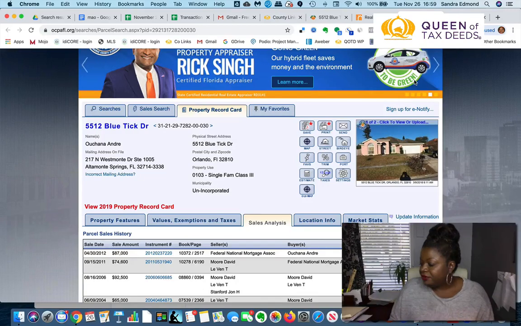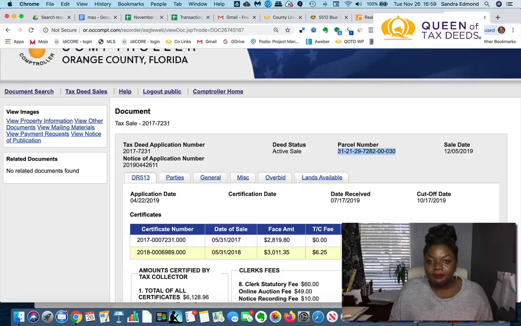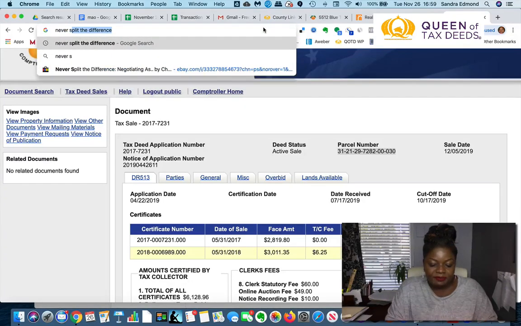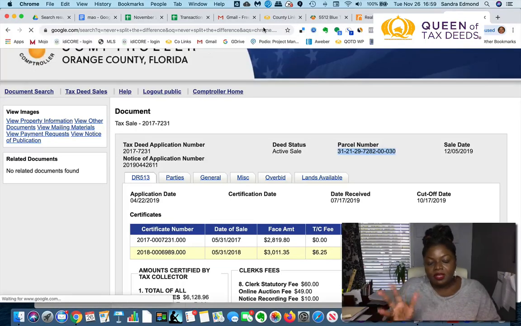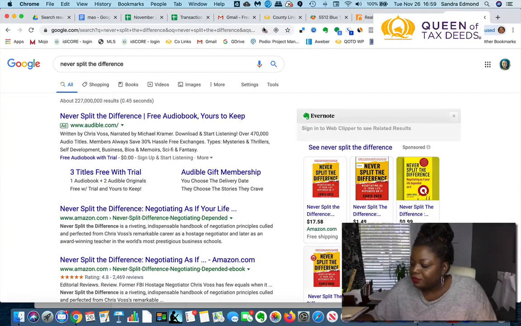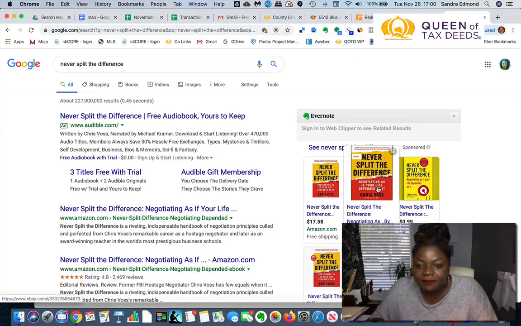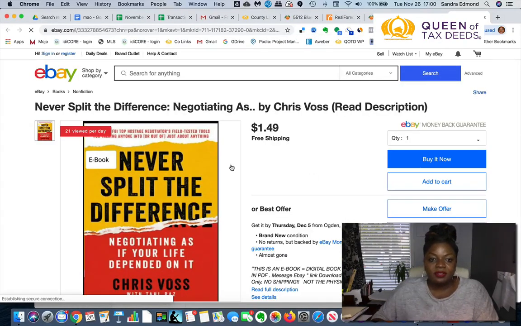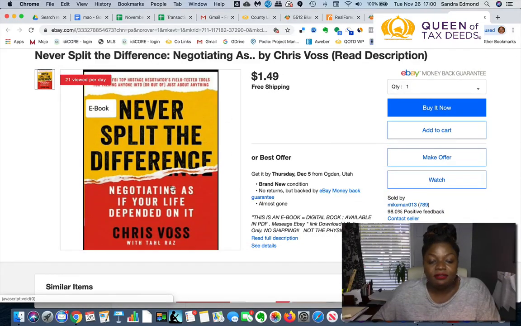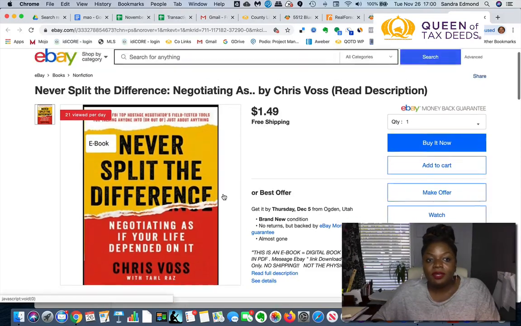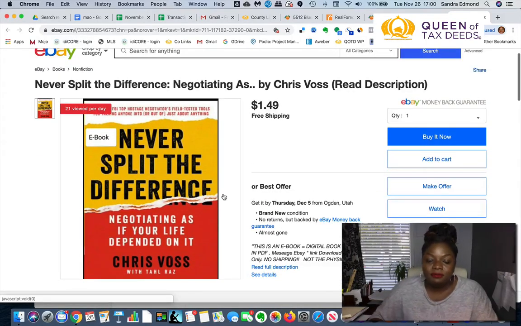There's a really good book called, what's it called? Never Split the Difference. One of my students turned me on to this book. It's really, really good. And it's by a former FBI negotiator, Chris Voss, on negotiating. So, Never Split the Difference. That's a really good book, if you're looking for a book to read or listen to.